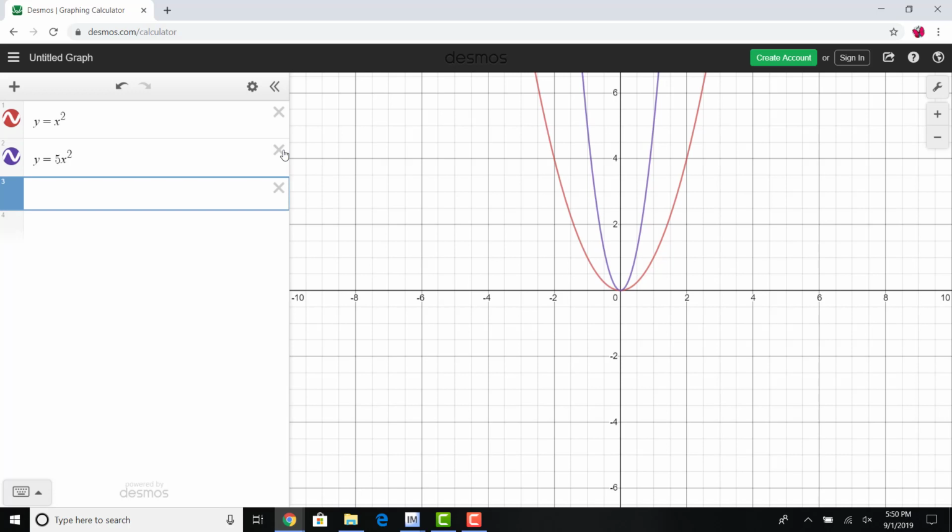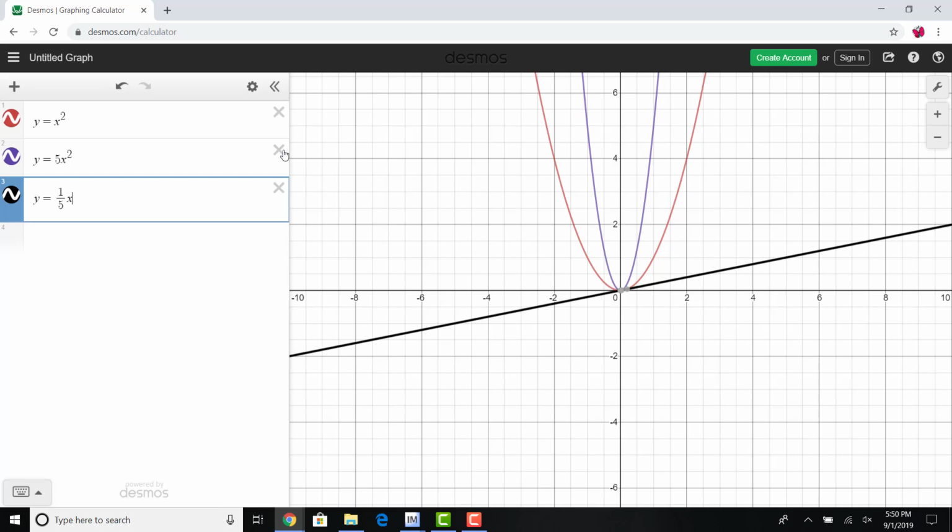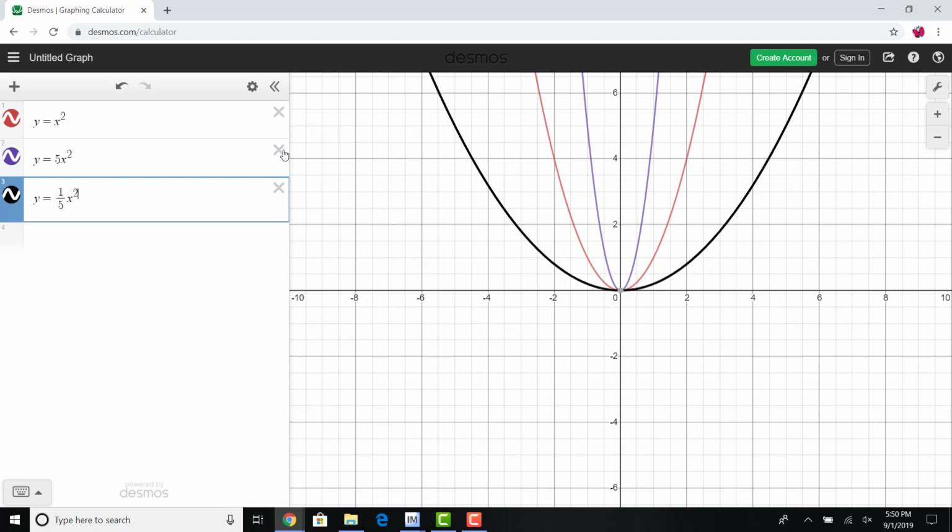So what happens if we multiplied by something like a fraction? So what if we did y equals 1 divided by 5 times our x squared? So that is that black graph. Now what hopefully you noticed between the red and the black graph was that my black graph got a lot fatter. It actually pulls my points down.